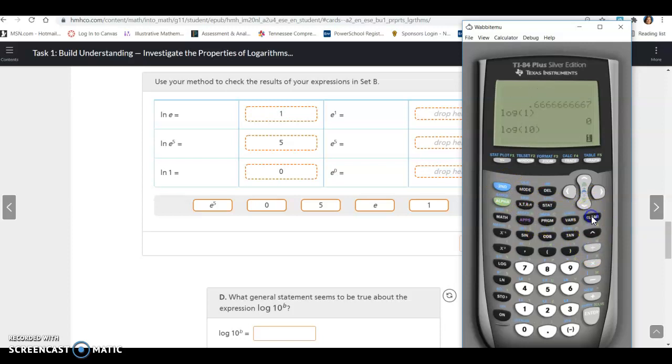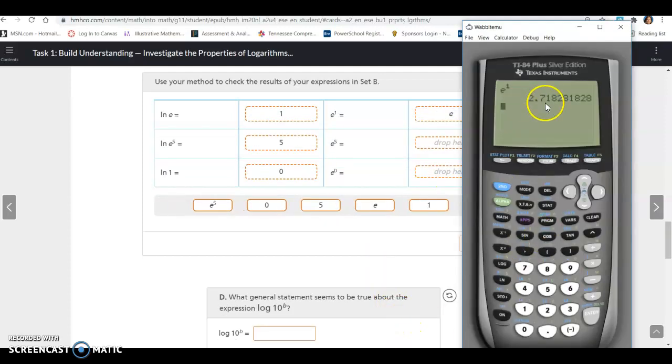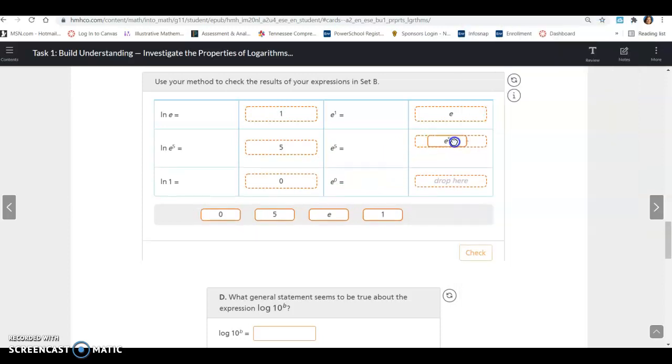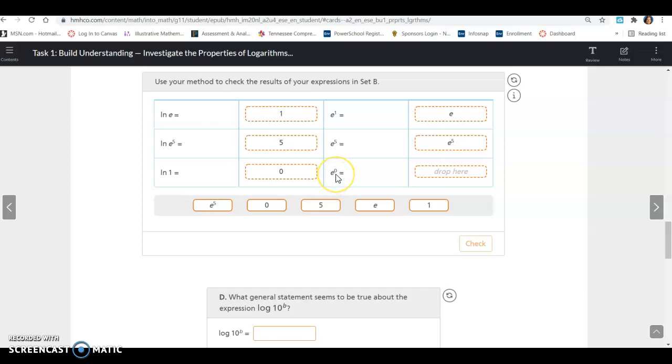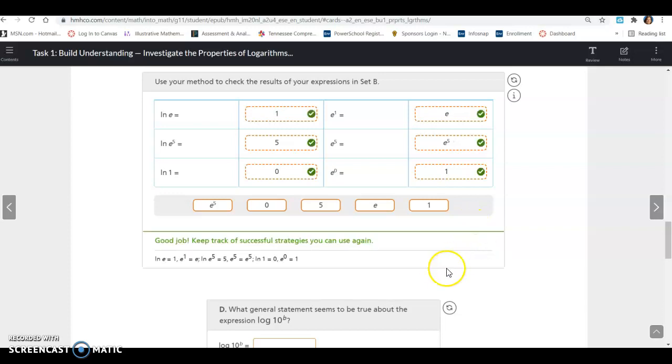Let's clear this off here. All right, so e raised to the first. Remember, anything to the first power is just going to be itself, so that one should just be e, which we know is approximately 2.7182. And then e to the 5th. E to the 5th is going to be equal to e to the 5th. And e to the 0, anything to the 0 power is equal to 1. So we really didn't need to plug those in your calculator. This is just simply talking about basically properties of exponents.